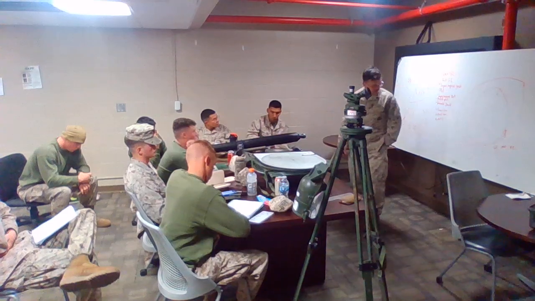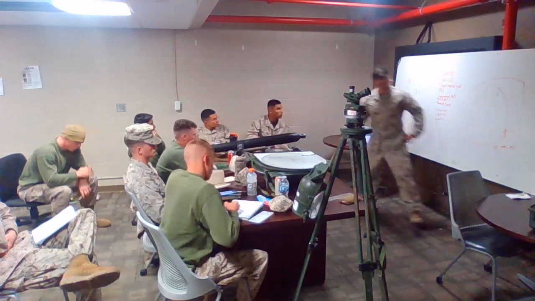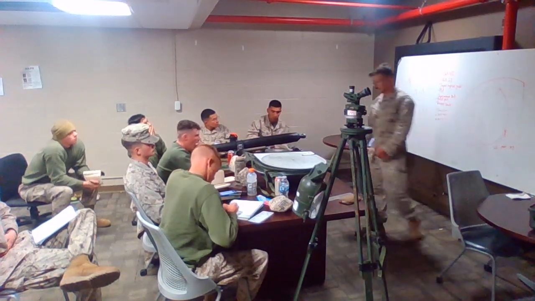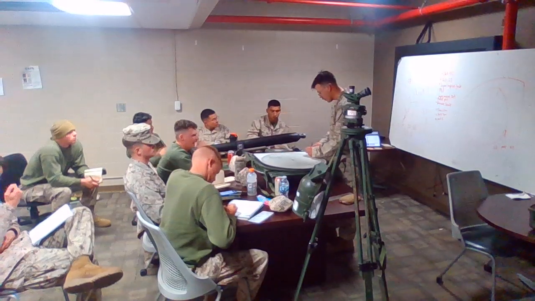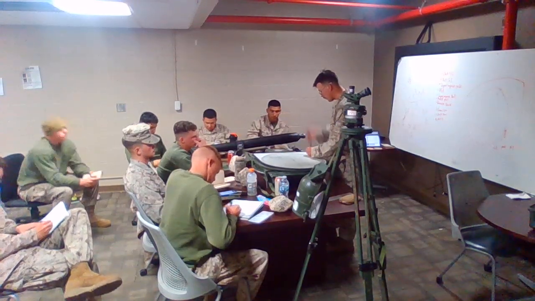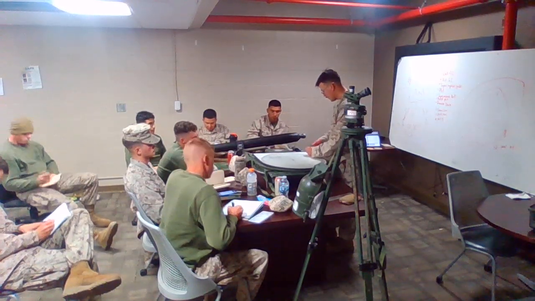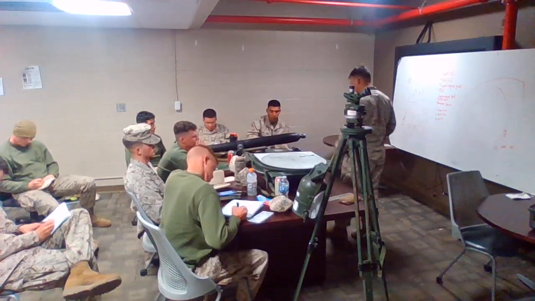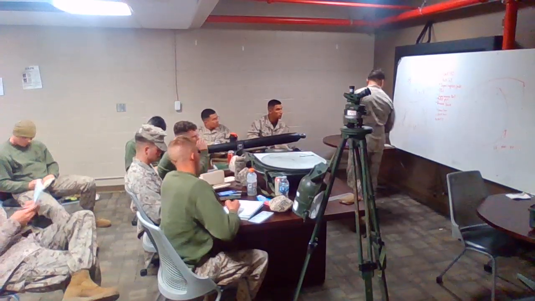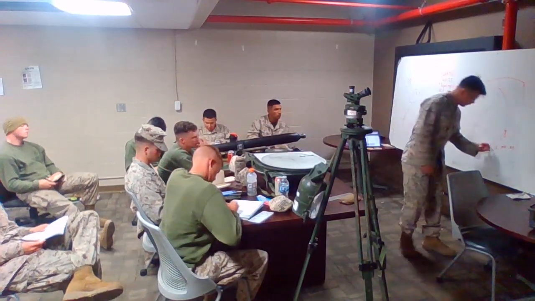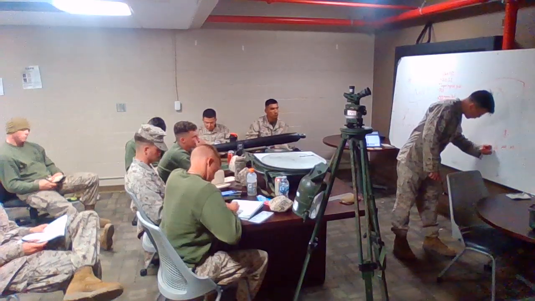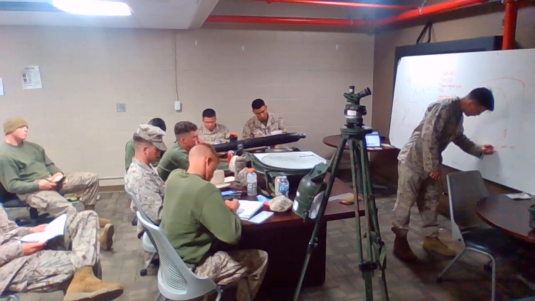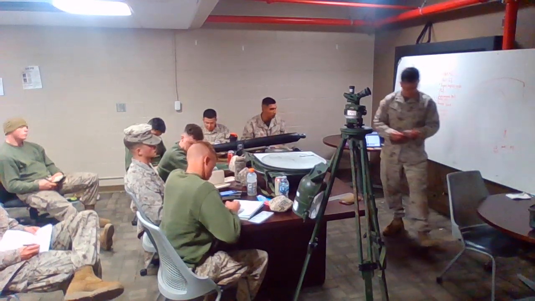So I'm going to mark down here, my grid intersect is 7, 2, and 1, 3. And it's going to look like 7, 2, then you're going to do a slash, and 1, 3. 7, 2, 1, 3.